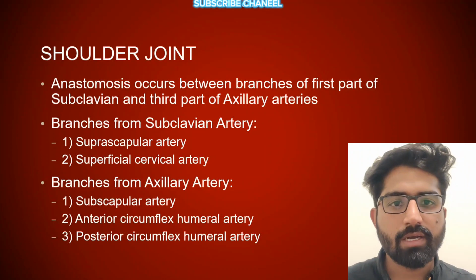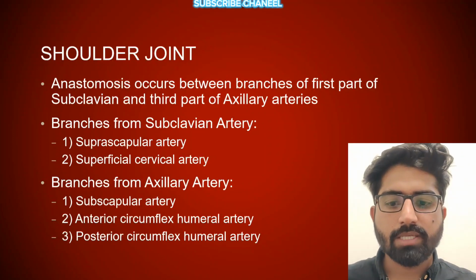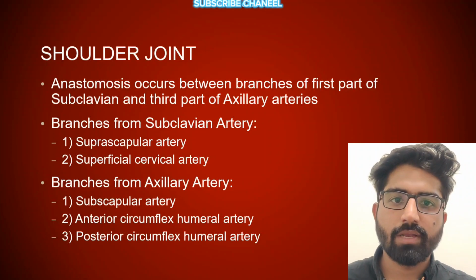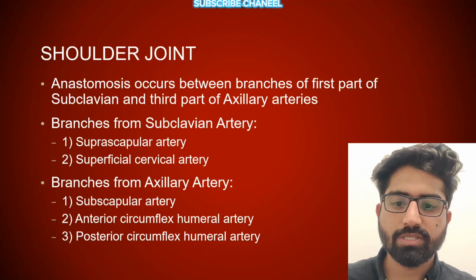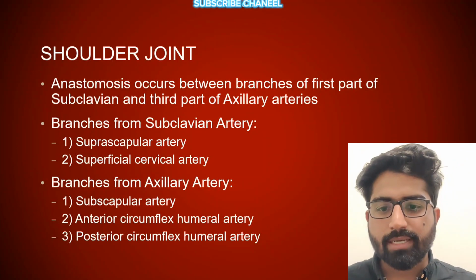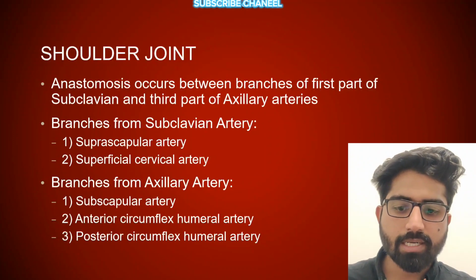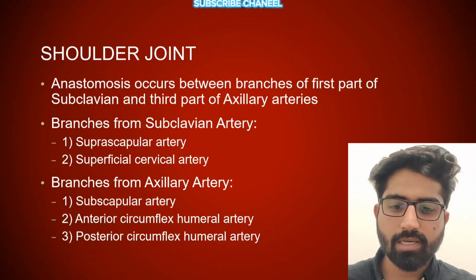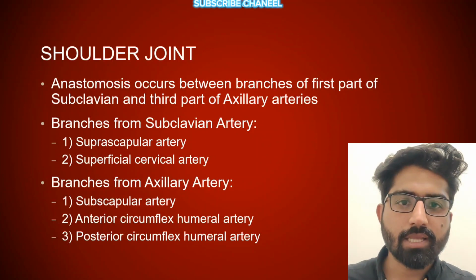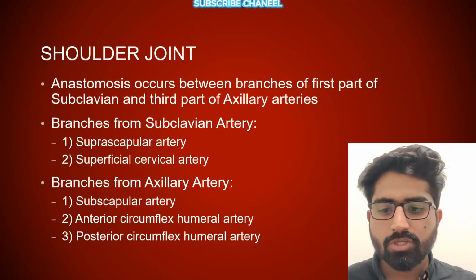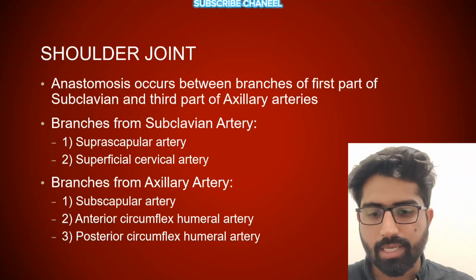So if one, two, or three branches get obstructed, then the other branches will supply blood to the area where the anastomosis is occurring. At the shoulder area, the branches from the subclavian artery are the suprascapular artery and the superficial cervical artery. They are not labeled in the previous diagram because these are small vessels, so that's why they are not labeled at the subclavian artery area.